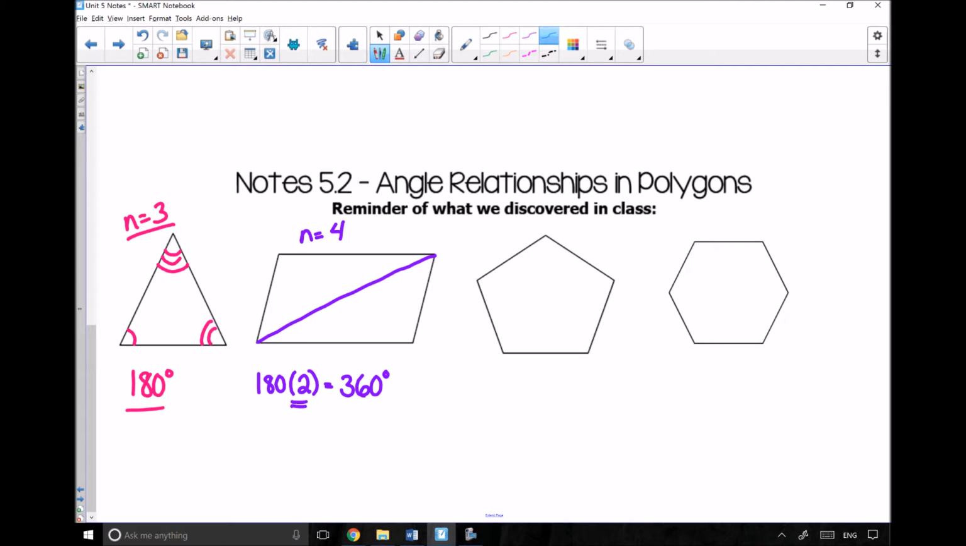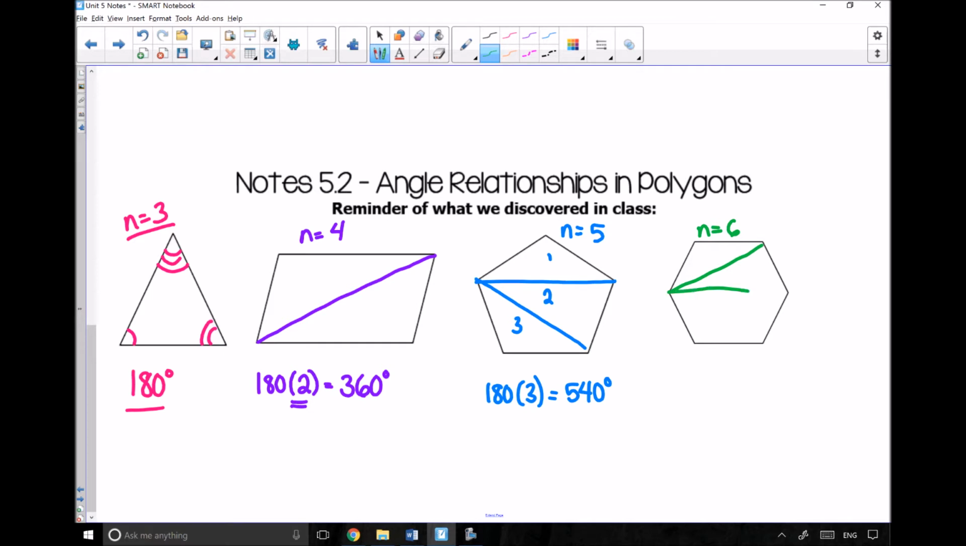And then for the next one right here, if you remember, we figured out there are 3 triangles in a pentagon, so when n equals 5, we have to do 180 times 3, which is 540. Okay, and then when we had a hexagon, when n equals 6, we had 1, 2, 3, 4 triangles, so it would be 180 times 4, which is 720 degrees. So the question is, where are these numbers coming from?